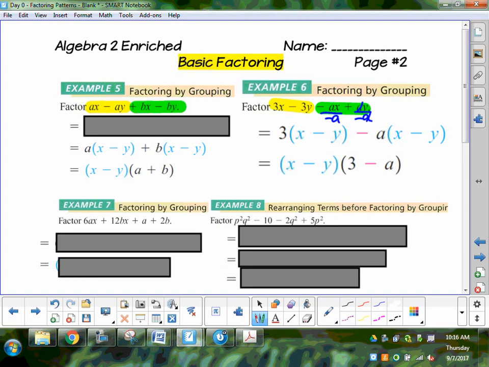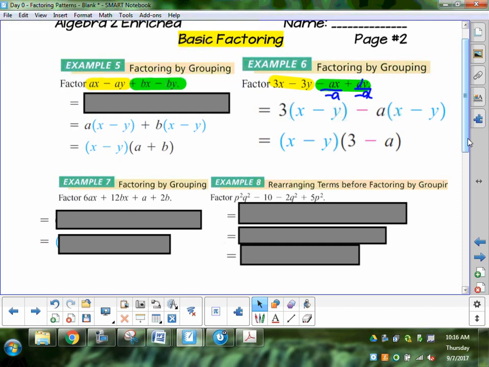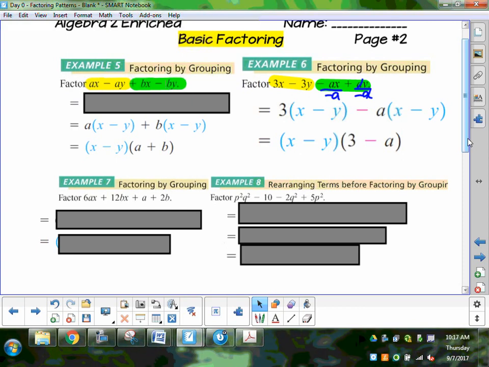Okay, now, there are going to be times, take a look at example, well, we'll do example 8 together. Look at example 8. First thing we always look for is what? GCF. Is there a GCF for everything in there? No, there's not. Now, is it a trinomial? No. So is it a difference of perfect squares? No, it's not going to be a fast factoring. It's going to be grouping, except I'm going to have a problem.